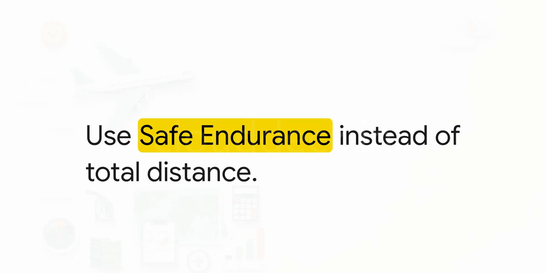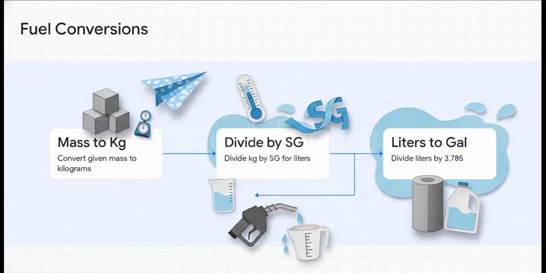Now, to find the time to your point of no return, the formula is actually remarkably similar, but we swap total distance for safe endurance. You calculate the time t by multiplying your safe endurance e by your homebound speed h, and once again dividing by the sum of your outbound and homebound ground speeds. So e times h over O plus h.